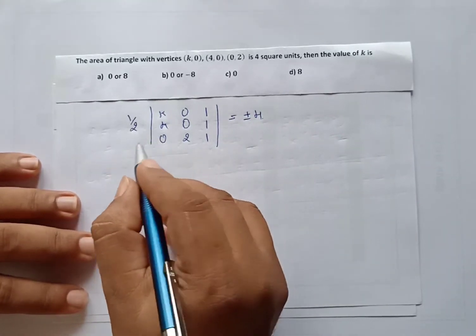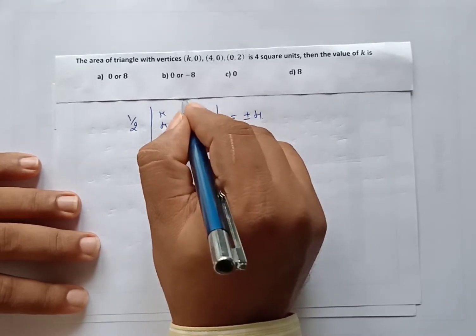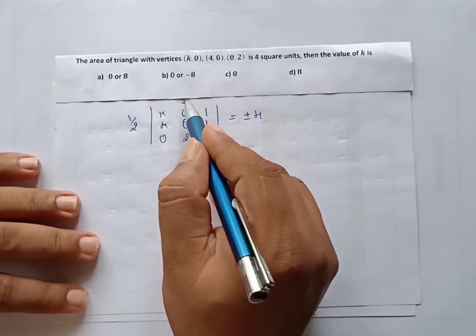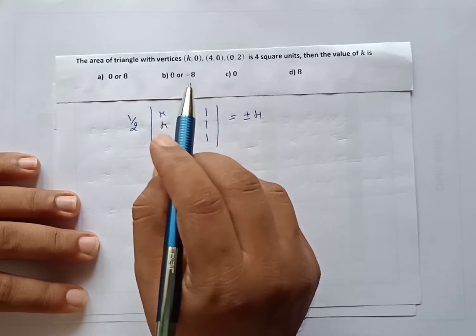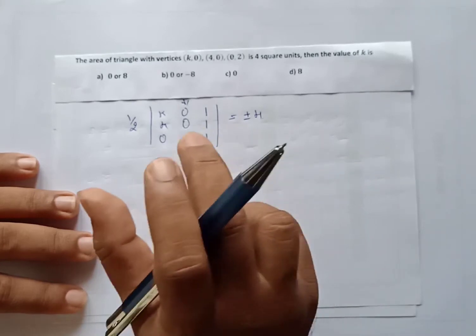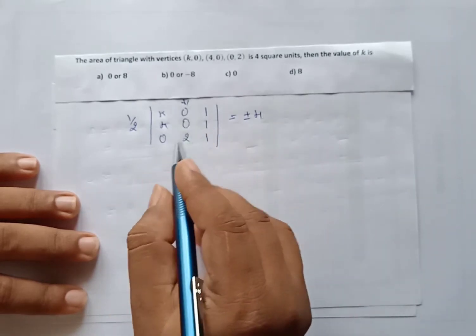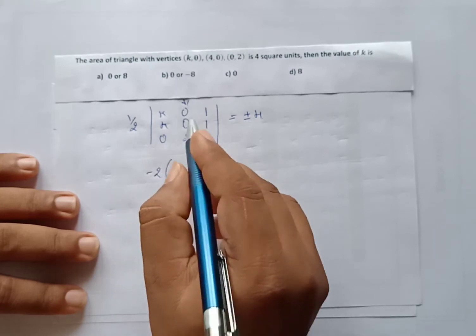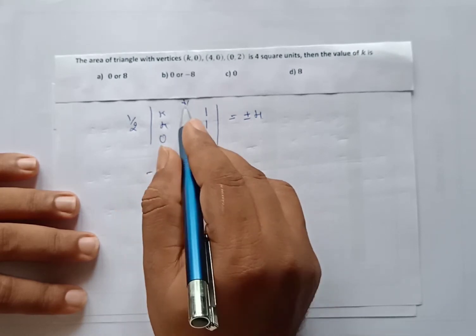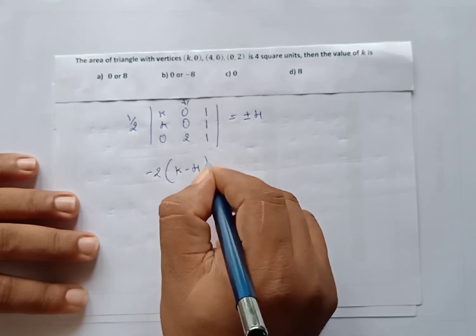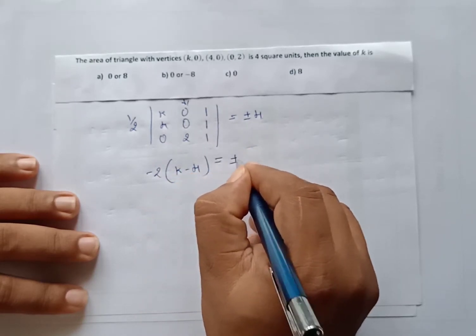Okay. Now simplify this. Let us expand along C2. Why we have to expand along C2 is, remember this, while expanding the determinants, expand along a row or column which contains maximum zeros. So if you expand along this, minus plus minus. So minus 2 into, delete third row second column, k minus 4. See, it's very easy to expand, is equal to plus or minus half.